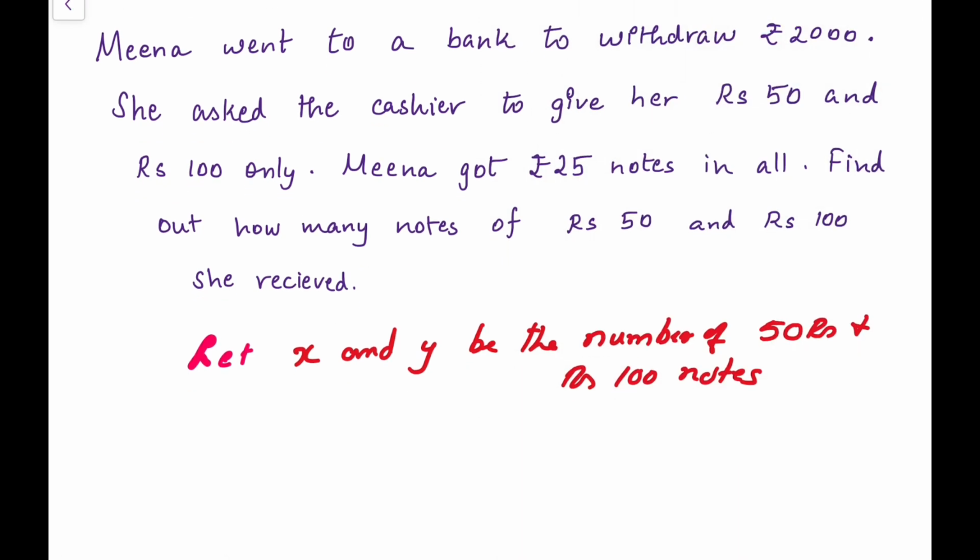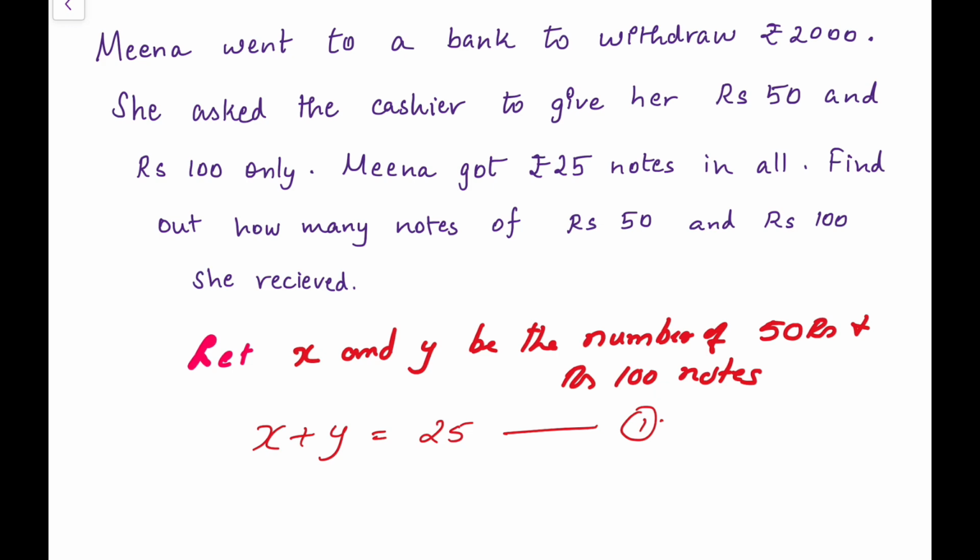Okay. Now Meena got 25 notes in all. That means the number of notes of rupees 50 is x and the number of notes of 100 is y. So together she has 25 notes. So x plus y equal to 25. So this is the first equation.